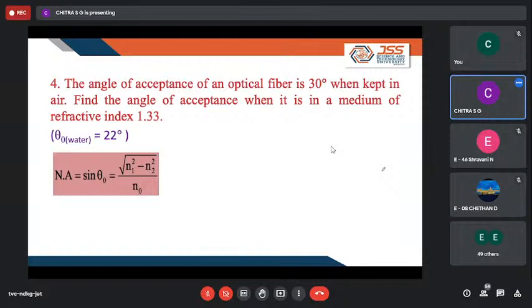The angle of acceptance of an optical fiber is 30 degrees when kept in air. Find the angle of acceptance when it is in a medium of refractive index 1.33.